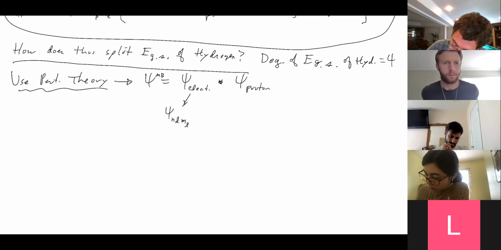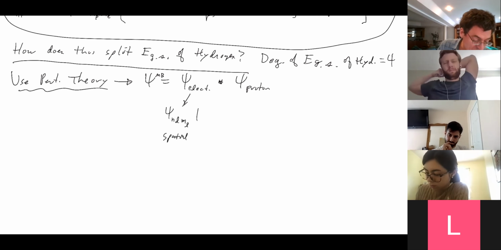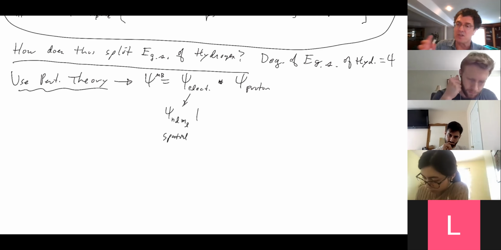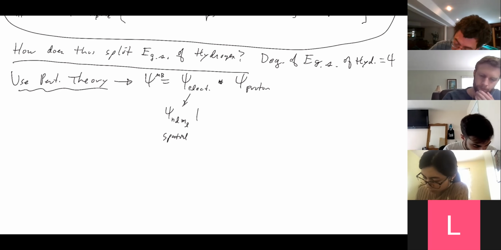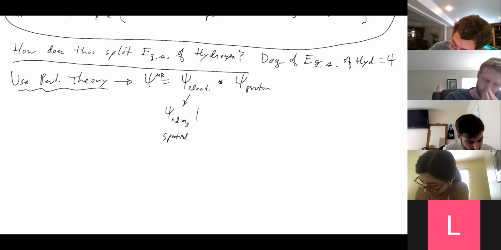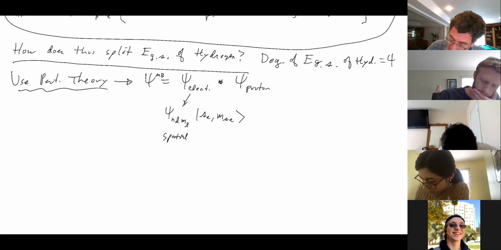But we also have the spin part, right? And so now I'm going to write the spin. I'm going to write it out in a little bit more detail because we have to keep track of the spin of the proton and the spin of the electron. So we have the S sub e, the spin of the electron, and the m sub s sub e, the m_s for the electron. Okay, so that's the wave function of the electron.